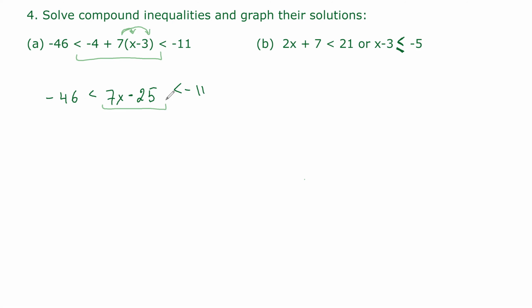How did you get negative 25? Okay, so here is the work that I did. I'll put it down here. I got negative 4 plus 7x, because 7 times x is 7x, and then minus 21, right?